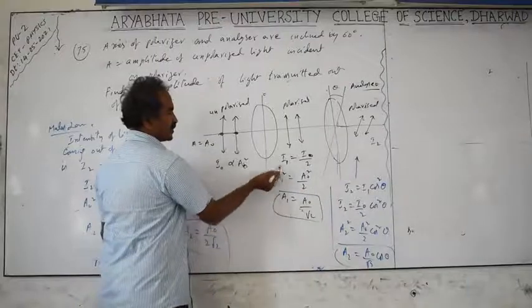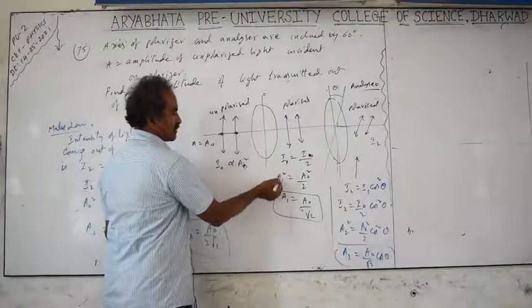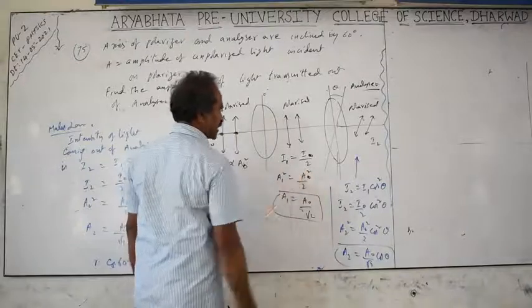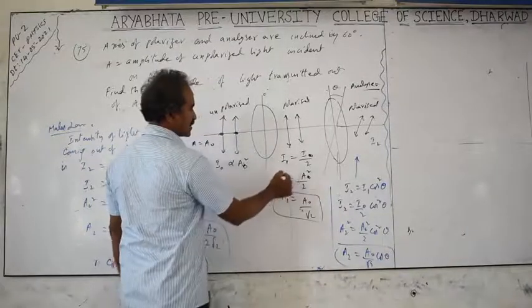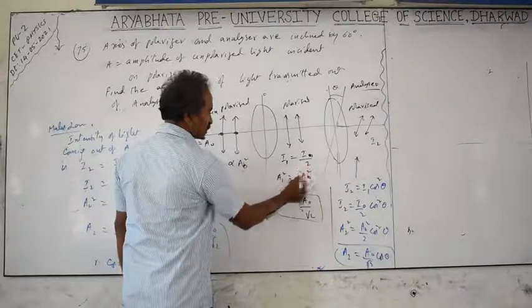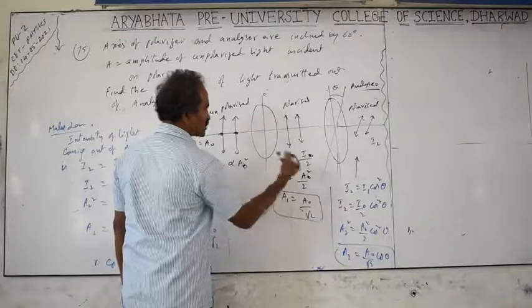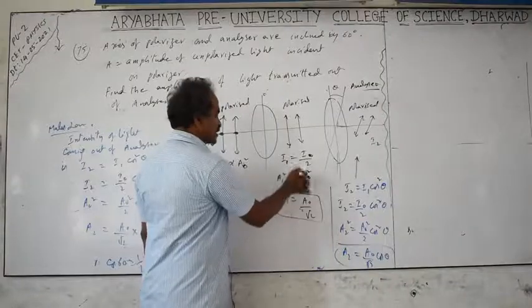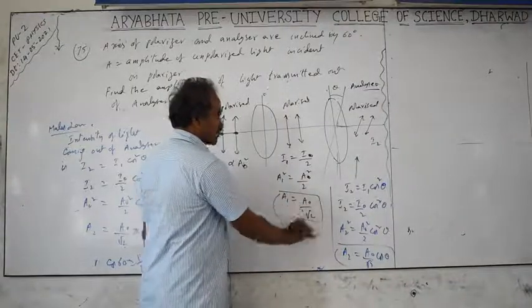I1 is proportional to A1 square, and I0 is proportional to A0 square. The proportionality constant cancels on both sides, and you get A1 square equal to A0 square by 2. So after the polarizer, the amplitude becomes A0 by root 2. Intensity is half, but amplitude is not half, it becomes A0 by root 2.